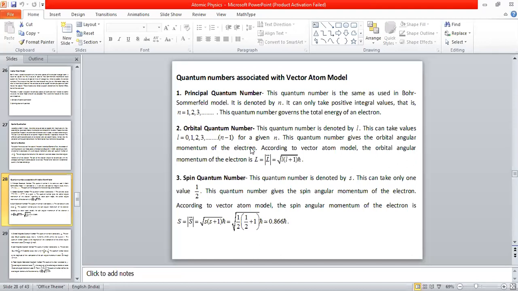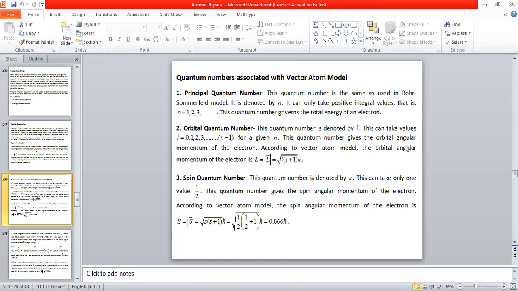The orbital quantum number is denoted by small letter l, and it can take n possible values for a given principal quantum number n. Those values change from 0 up to n-1 in integral steps. Now, what is the significance of this orbital quantum number? The orbital quantum number gives the orbital angular momentum of the electron. I have been telling that the electron revolving around the nucleus is called orbital motion. In the orbital motion it possesses angular momentum. That angular momentum is what we call orbital angular momentum.